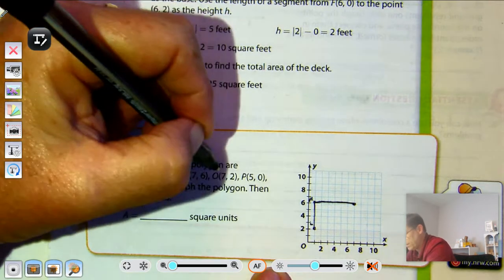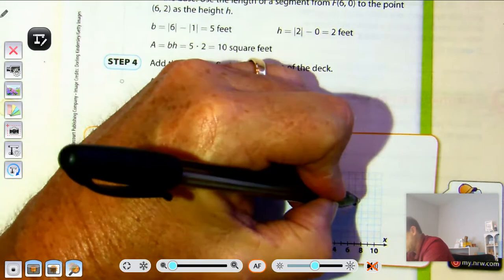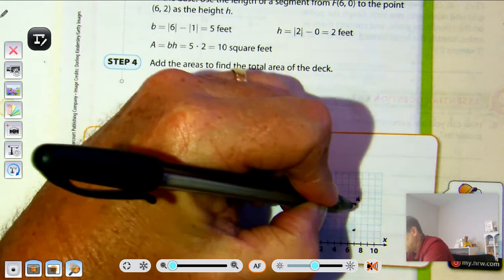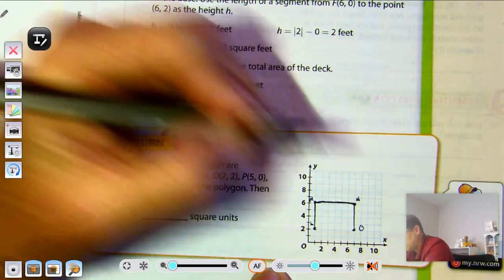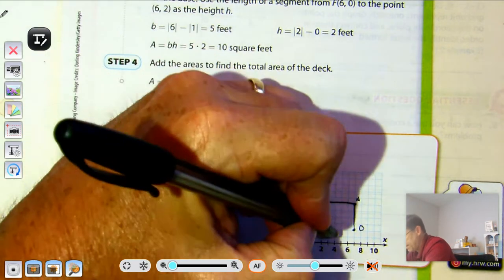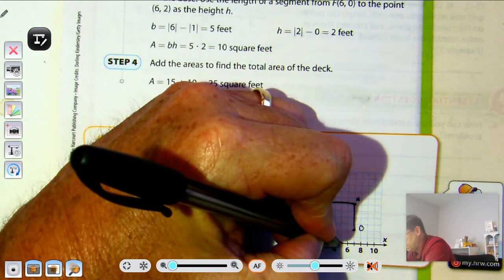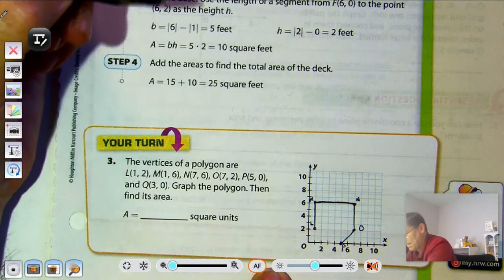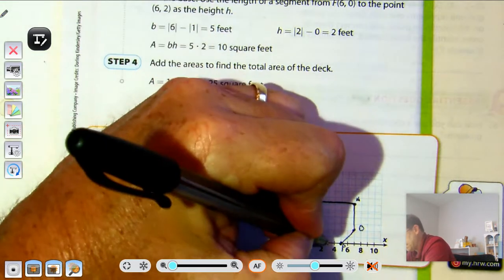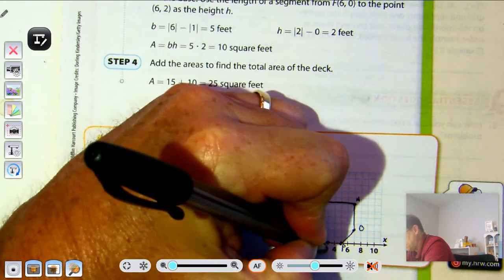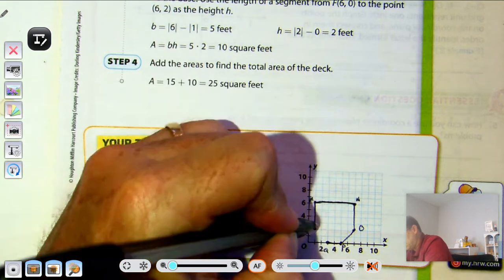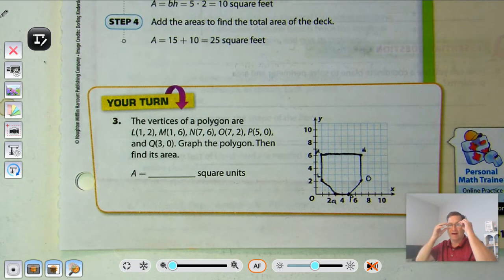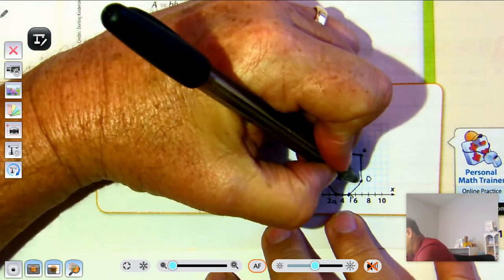7, 6. O is at 7, 2. P is at 5, 0. And Q is at 3, 0. Okay, so we see that we can make a rectangle and a trapezoid.